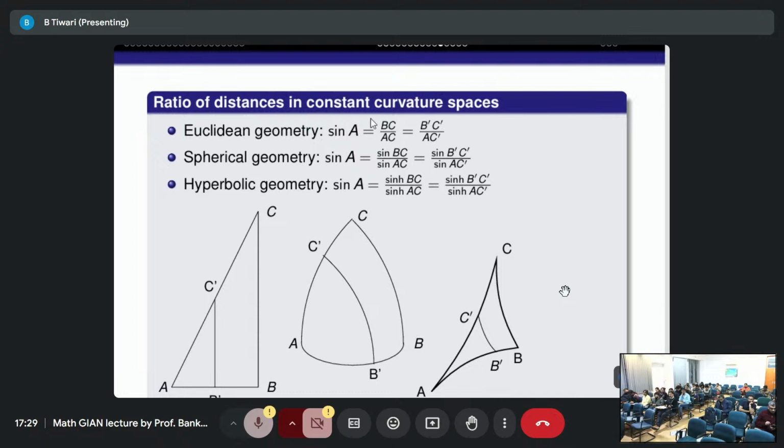In spherical geometry, simply the ratio of the lengths of the sides will not appear, but it will be weighted by this sine function. That is, sine of A is actually equal to sine BC upon sine AC, or sine B dash C dash upon sine A dash C dash. And similarly, in hyperbolic geometry, this will appear weighted by hyperbolic functions.